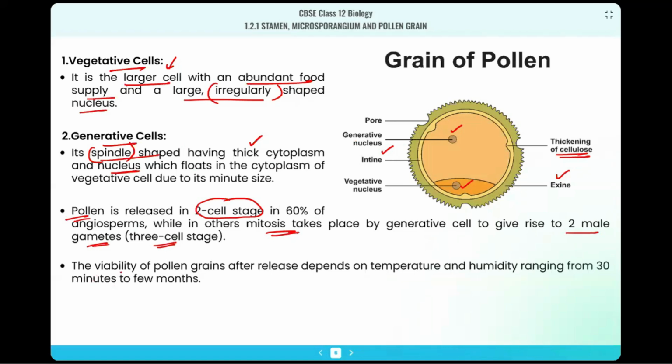So the viability of pollen grains after release depends on the temperature and humidity, ranging from 30 minutes to a few months. So till now we were discussing the process of microsporogenesis where the microspores are generated, that is pollen grain formation. And now we are learning about the pollen grain structure, how they are able to withstand the environment and stay for a long period of time. It is because of the structural features they have, and the viability of pollen grains after release depends on the temperature and humidity, ranging from 30 minutes to a few months. So moving to the next slide.